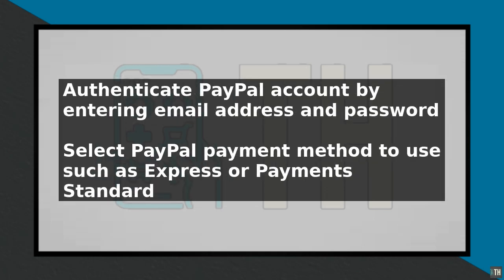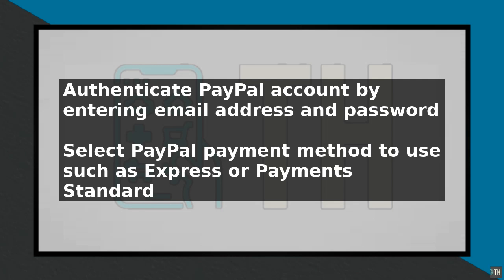In the PayPal payment method settings, select the PayPal payment method you want to use, such as PayPal Express or PayPal Payments Standard. To complete the setup, click on the Activate PayPal button. Your PayPal payment gateway is now successfully integrated with your Shopify store.